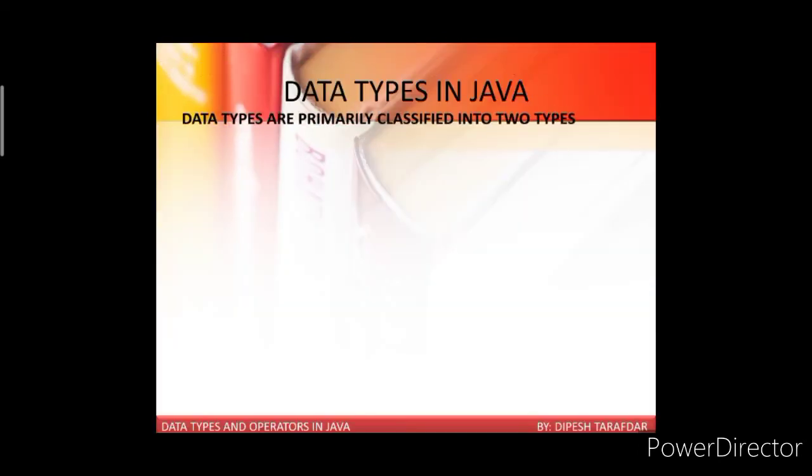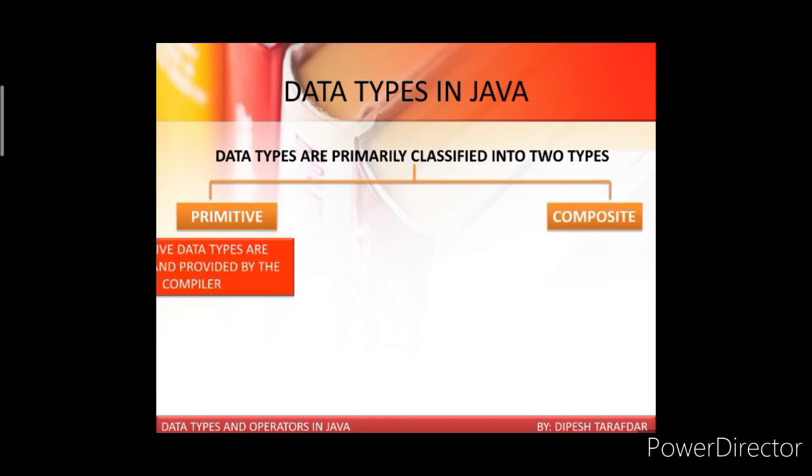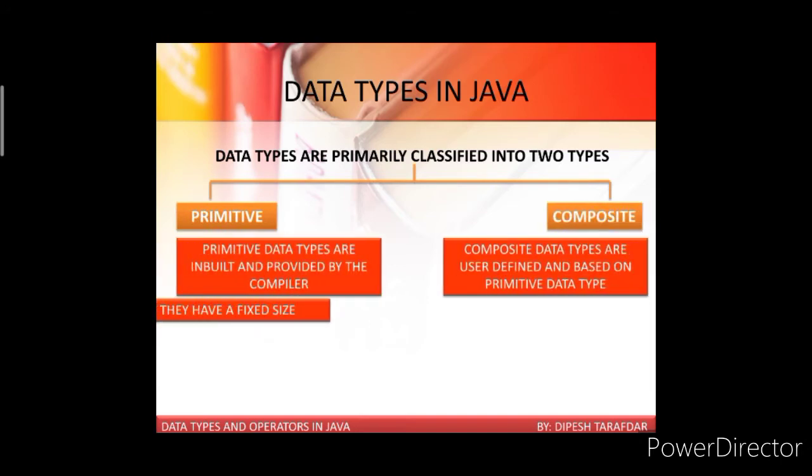Hello to everyone. In this particular video we are going to see the different data types in Java. Data types in Java are primarily classified into two. One is called primitive and the other one is called composite.